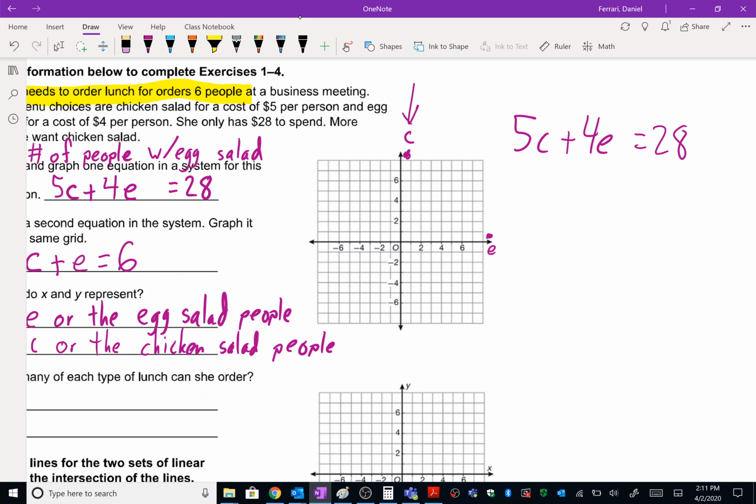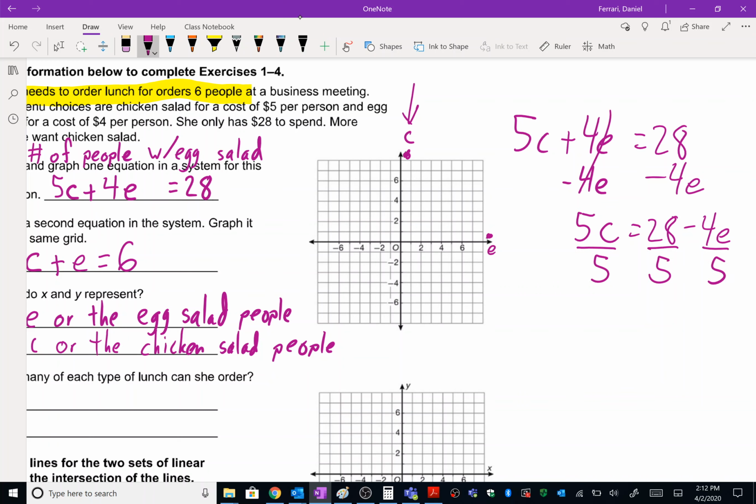Okay, so what do I need to get rid of first? Well, I would get rid of this X, or in this case, the E part, and get it away from the C. So I'm going to take away 4E on the left side, and I'm going to take away 4E on the right side. And again, like we did before, I know that I can't subtract 28 and 4E. Okay, and on the left side of my problem, I'm left with just the 5C, right? Because the 4E's became 0. Okay, my last step here is to divide by 5 on both sides.